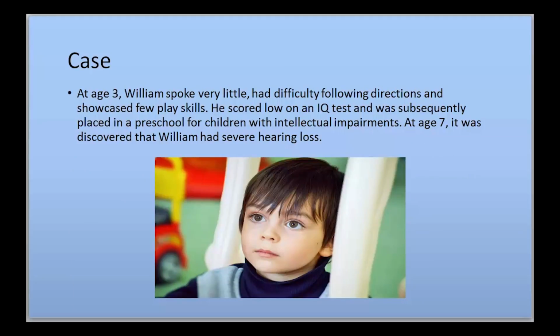The following case demonstrates what may happen if a young child is incorrectly identified and labeled. At age 3, William spoke very little, had difficulty following directions, and showcased few play skills. He scored low on an IQ test and was subsequently placed in a preschool for children with intellectual impairments. At age 7, it was discovered that William had severe hearing loss.